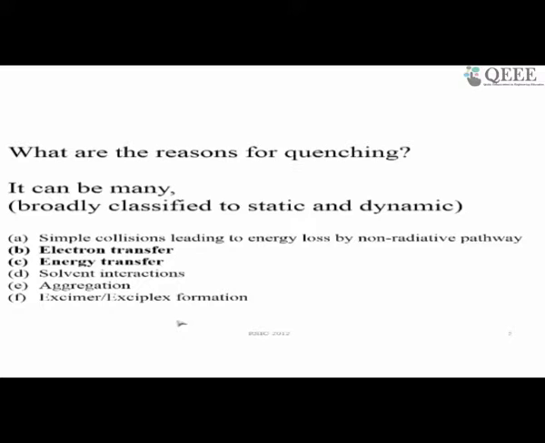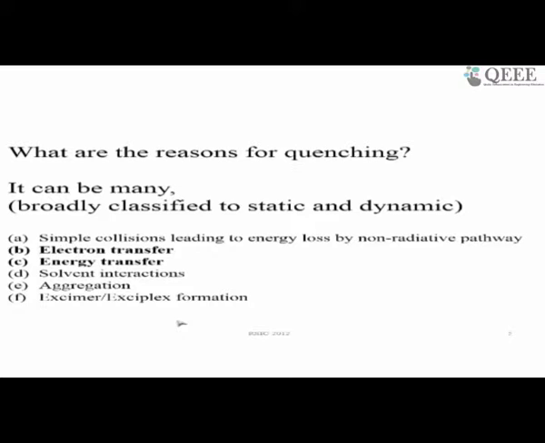What is the difference between aggregation and excimers? An excimer or exciplex is only a dimer, AA or AB, whereas aggregation means a bunch of monomers coming together and forming a cluster. So aggregation is slightly different from excimer or exciplex formation. If more than two species come close and form a loosely bound molecular arrangement, that is called aggregation, or clustering.